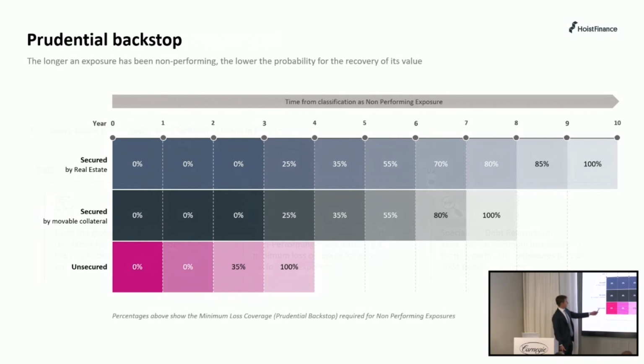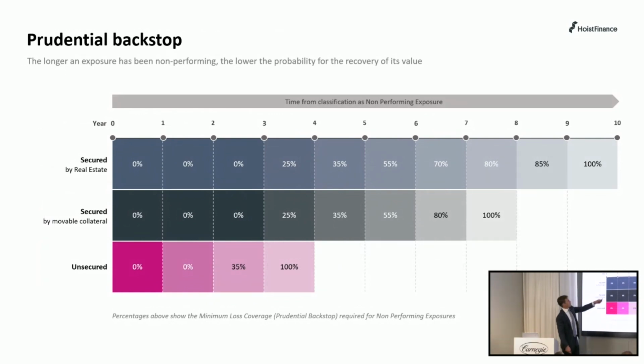So unsecured, if you haven't dealt with an unsecured claim that you've been facing as a bank as an NPL, then after 4 years, you need to write it off completely. You have no choice. It's a regulatory standard. It's a set schedule. They force the banks to do this. And it's designed to encourage selling it to a specialist like Hoist Finance.